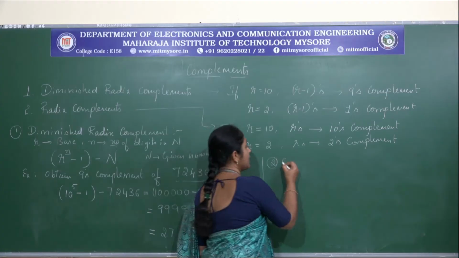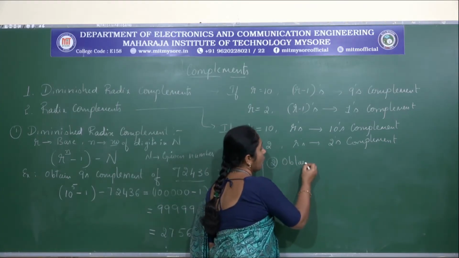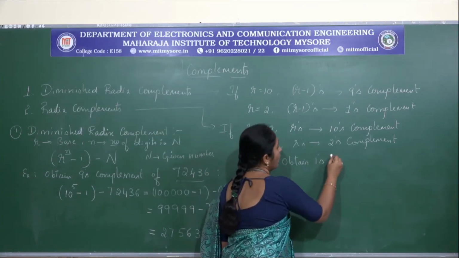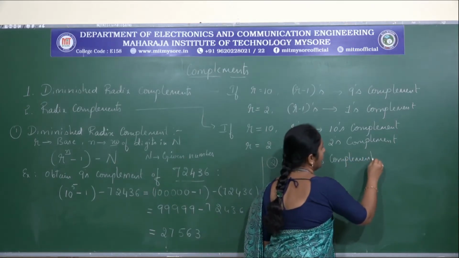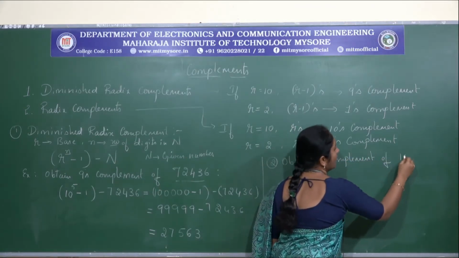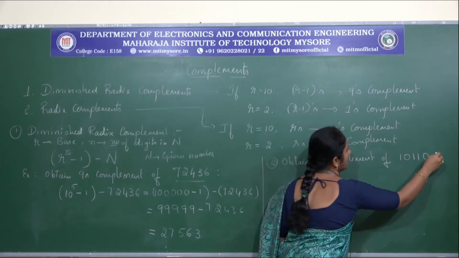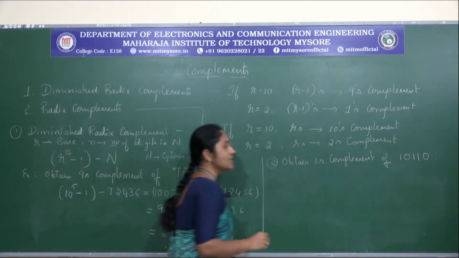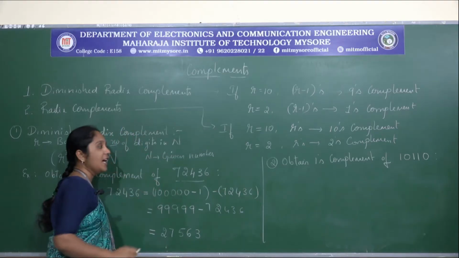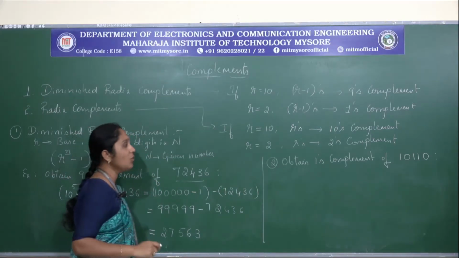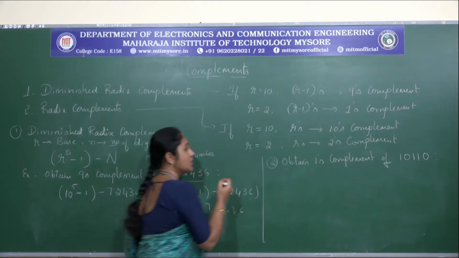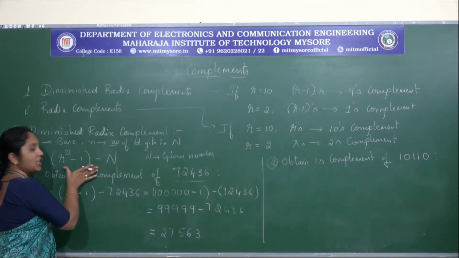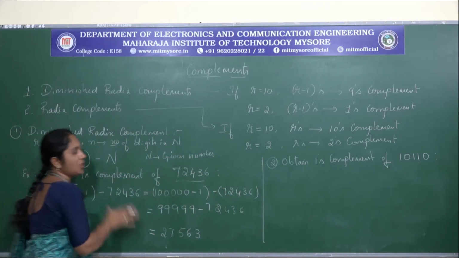So let us consider the question: obtain the 1's complement of 10110. Let me consider this the given sequence, okay. Yes. Now in 1's complement, what are we supposed to do? We are supposed to use the same equation here, okay. Let us use the same equation.